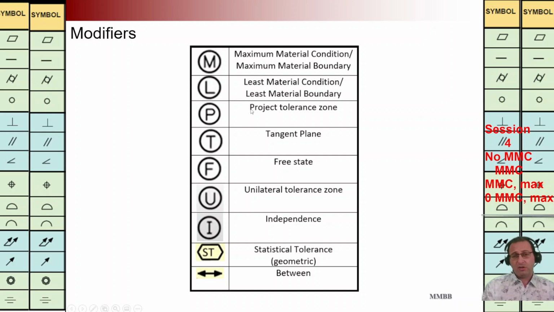So far we have talked about MMC and LMC. They are the most applicable modifiers. For the rest, I'm going to implement them in examples, and we are going to talk about the details in examples. We don't have that much detail for the others, the same as MMC and LMC.